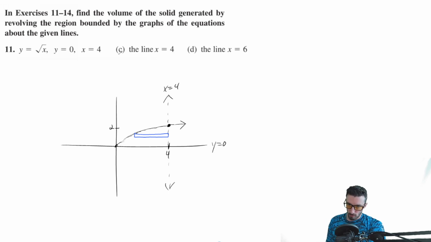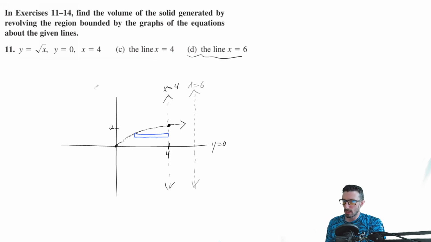So in the video that we just did, we were going about the line x equals 4. Now let's go about the line x equals 6. So if we're going to move the line that we're going around over to x equals 6, then let's put in another vertical line here at x equals 6.